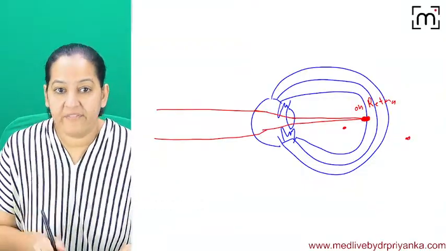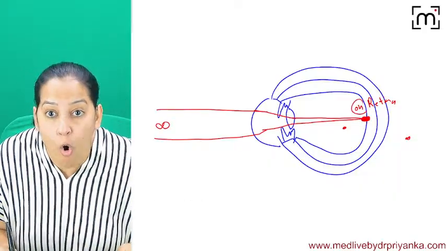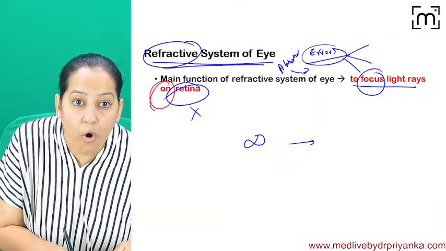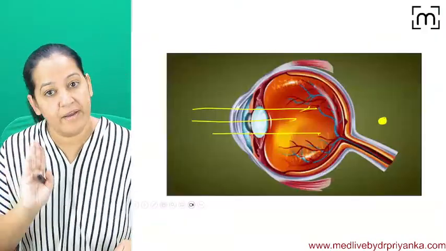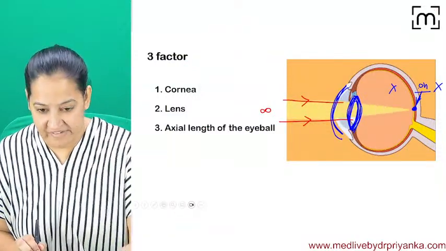So when the rays come from infinity, the parallel rays, the human eye focuses them on the retina. Highlight the word "on". "On" is important over here. It is on the retina, not before the retina, not after the retina. It is on the retina. It's normal. And here three factors play a very important role.